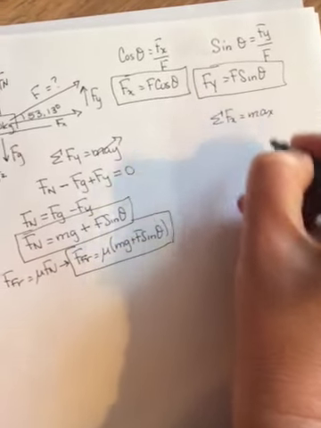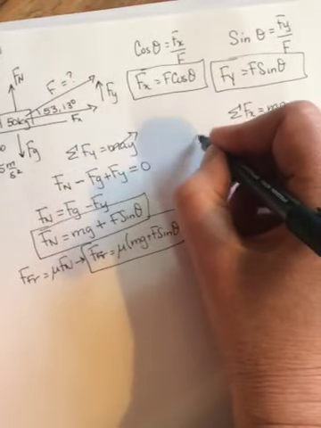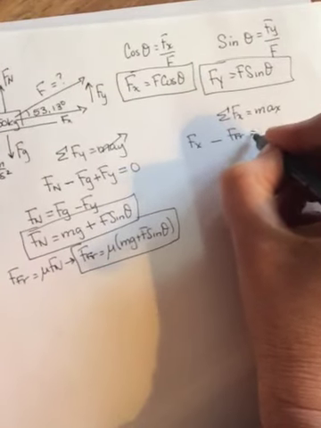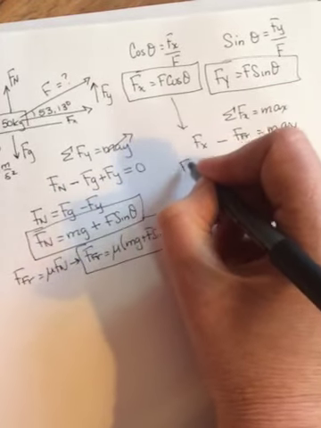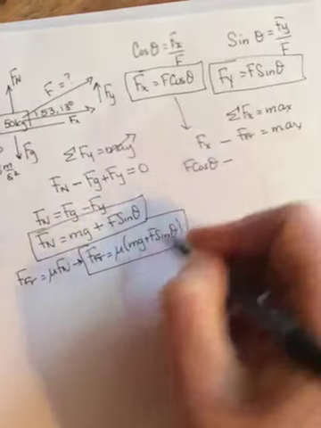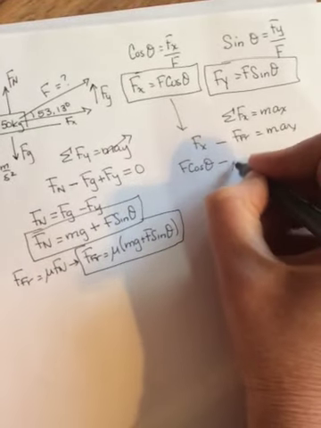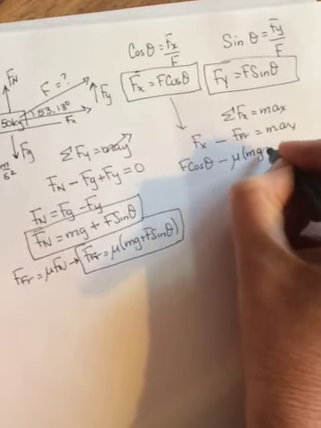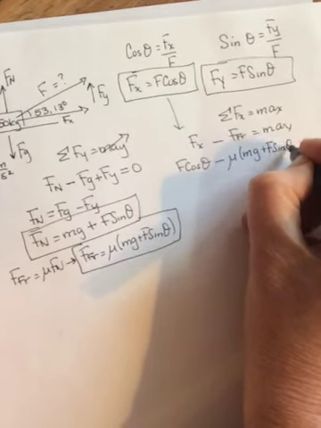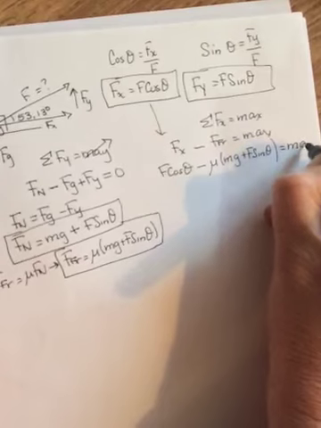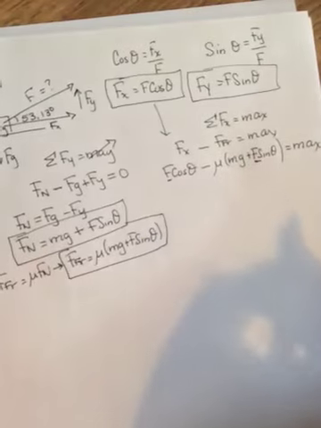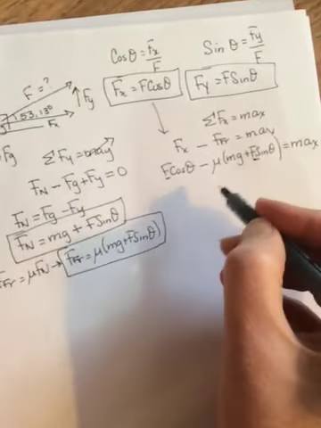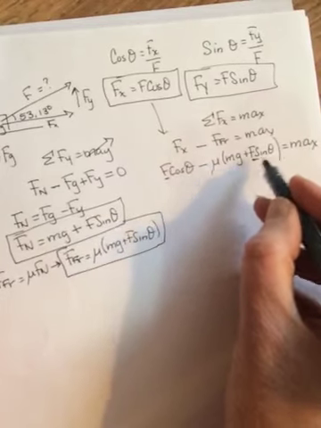So sum of the forces in the x direction is equal to max, and we have Fx minus friction is equal to max. But Fx we know is really F cos theta minus, and friction is really all of this. It's really mu brackets mg plus F sine theta. And that's equal to max. So we're trying to solve for F. There's an F in this first term, and there's an F stuck inside the bracket there. So the first step before you try to solve for F is you have to get rid of those brackets.